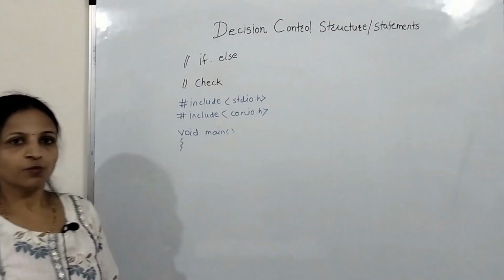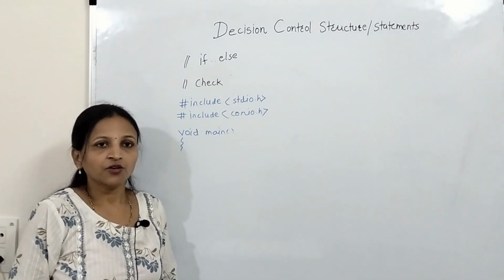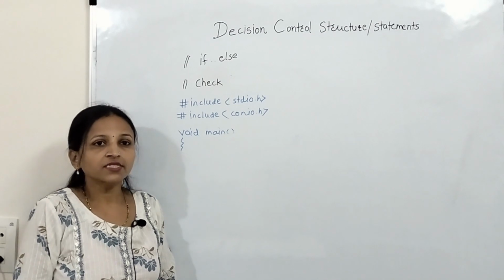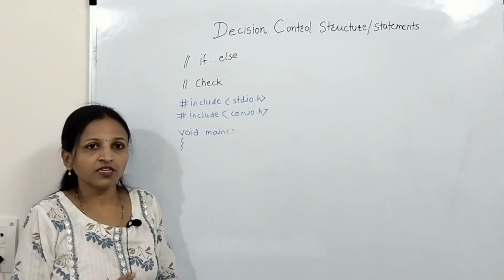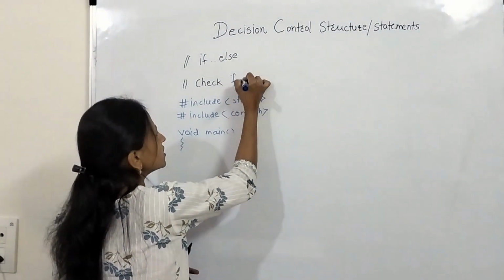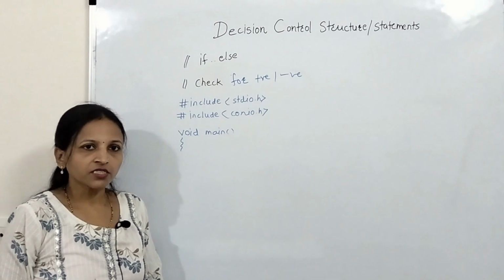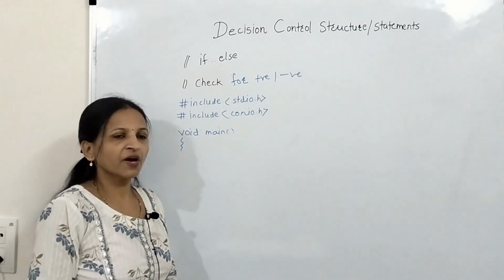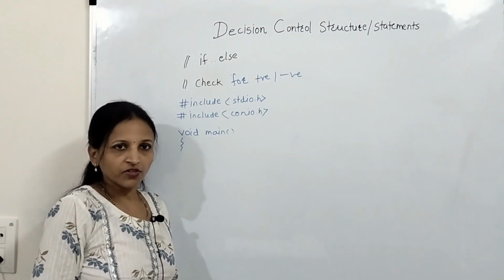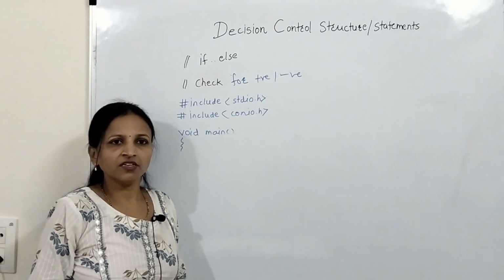Now see one more program using the same if else construct. That is, given a number, check whether it is positive or negative. What is the logic here? Suppose the user has entered any number, -5, then we can say that it is negative. If the user enters, suppose, 7, it is positive.